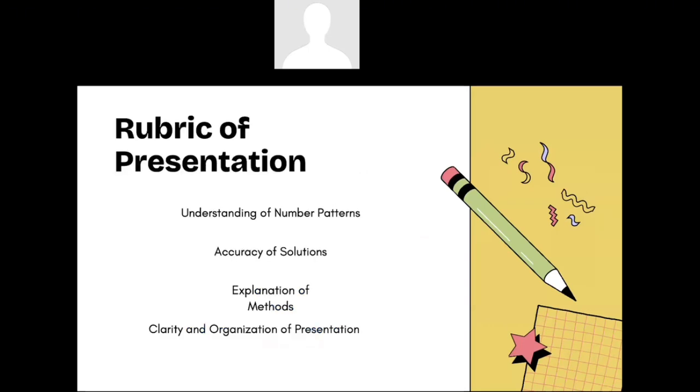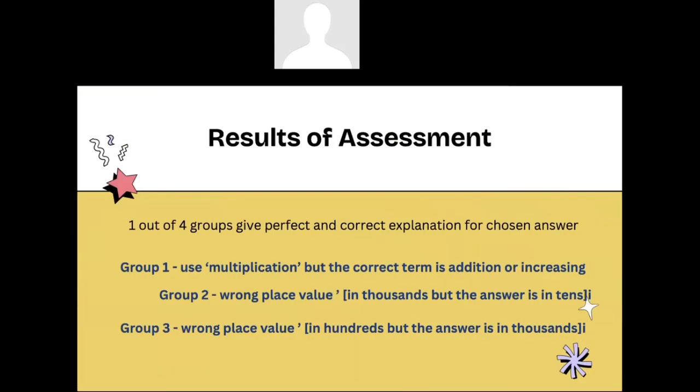The rubric contains three main contents, which is accuracy of the solution, explanation of methods, and clarity and organization of the presentation. In conclusion, the result of the assessment shows that 4 groups give perfect and correct explanation and the other 3 groups use wrong terms and wrong place value in the explanation.